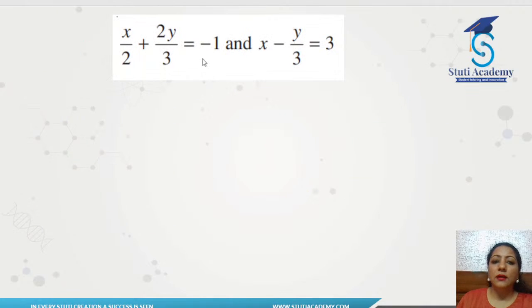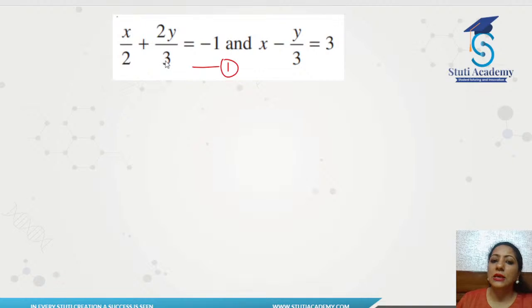Now, let us try the next one. This is like yesterday, where we also did one question where we had denominators and it is difficult to work with the denominators. So, in this case, we are going to take the LCM to get rid of the denominators. I'll take the first equation and I will take the LCM here.